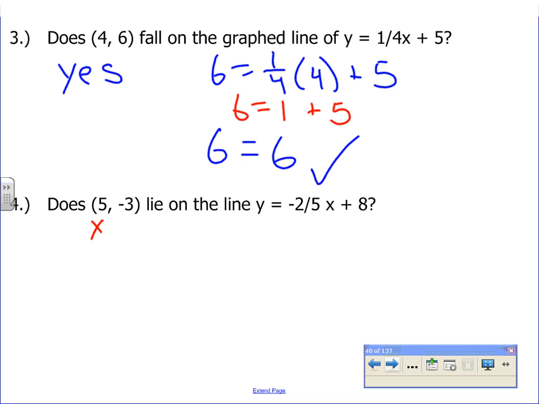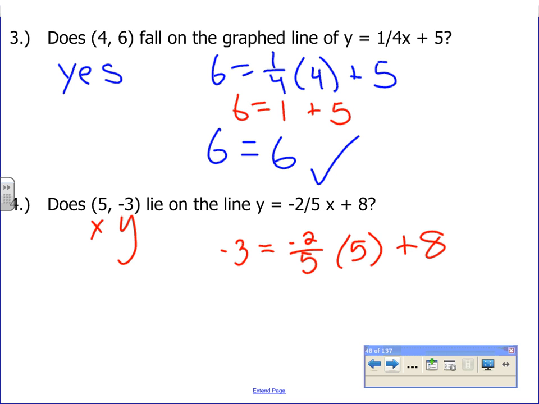And I think we're going to be done after this. So 5 comma negative 3, does that fall on this line? So we have negative 3 is y. So if you didn't already do this one, plug in negative 3 equals negative 2/5 times 5, which is x, plus 8.